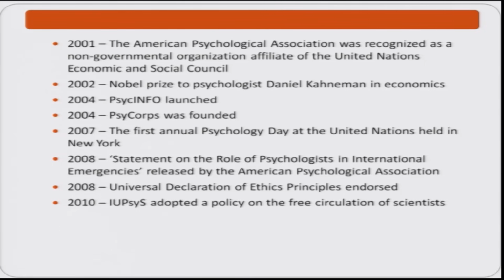2001 was when the American Psychological Association was recognized as a non-government organization, an NGO affiliate of the United Nations Economic and Social Council. 2002 was the year when Kahneman got a Nobel Prize in economics, although his work primarily has much to do with psychology as well. 2004, when PsycINFO got launched and PsycTESTS was founded. So basically, the electronic dissemination of knowledge through PsycINFO and PsycTESTS, basically a collection of test materials.